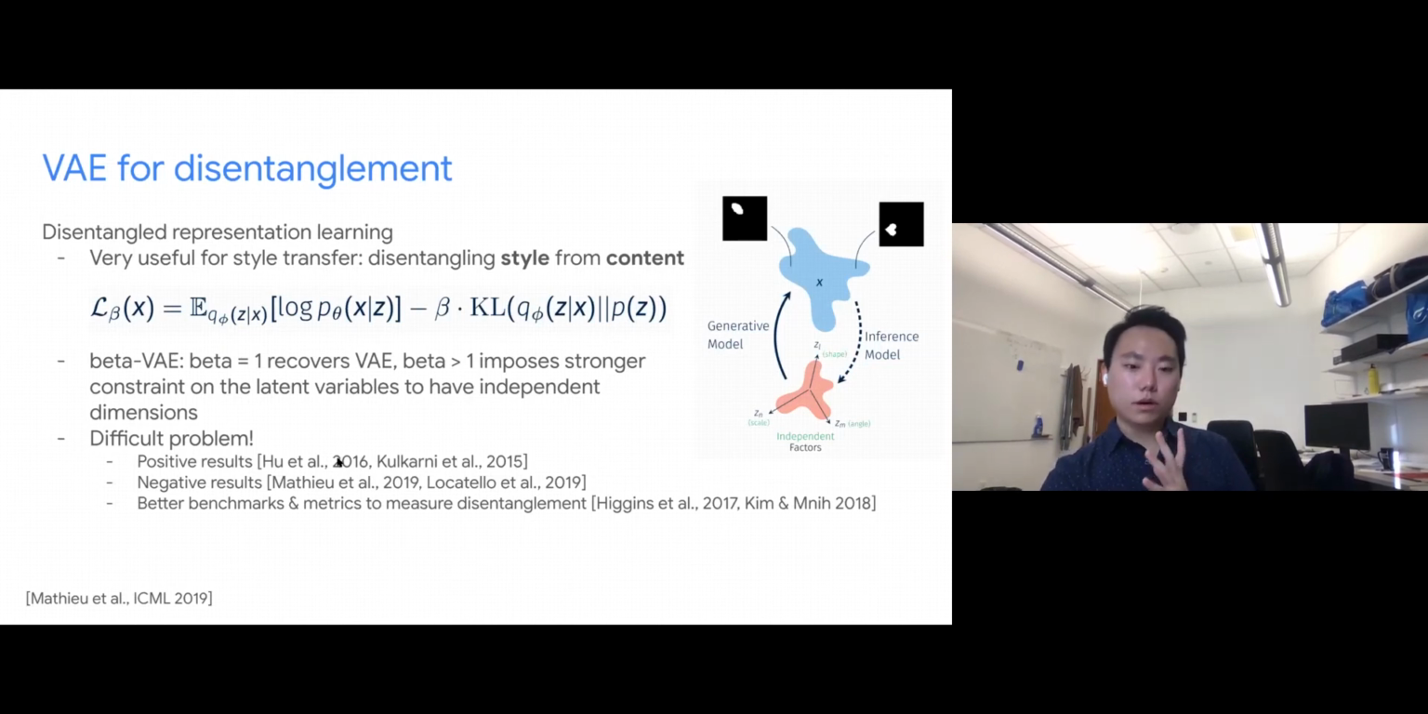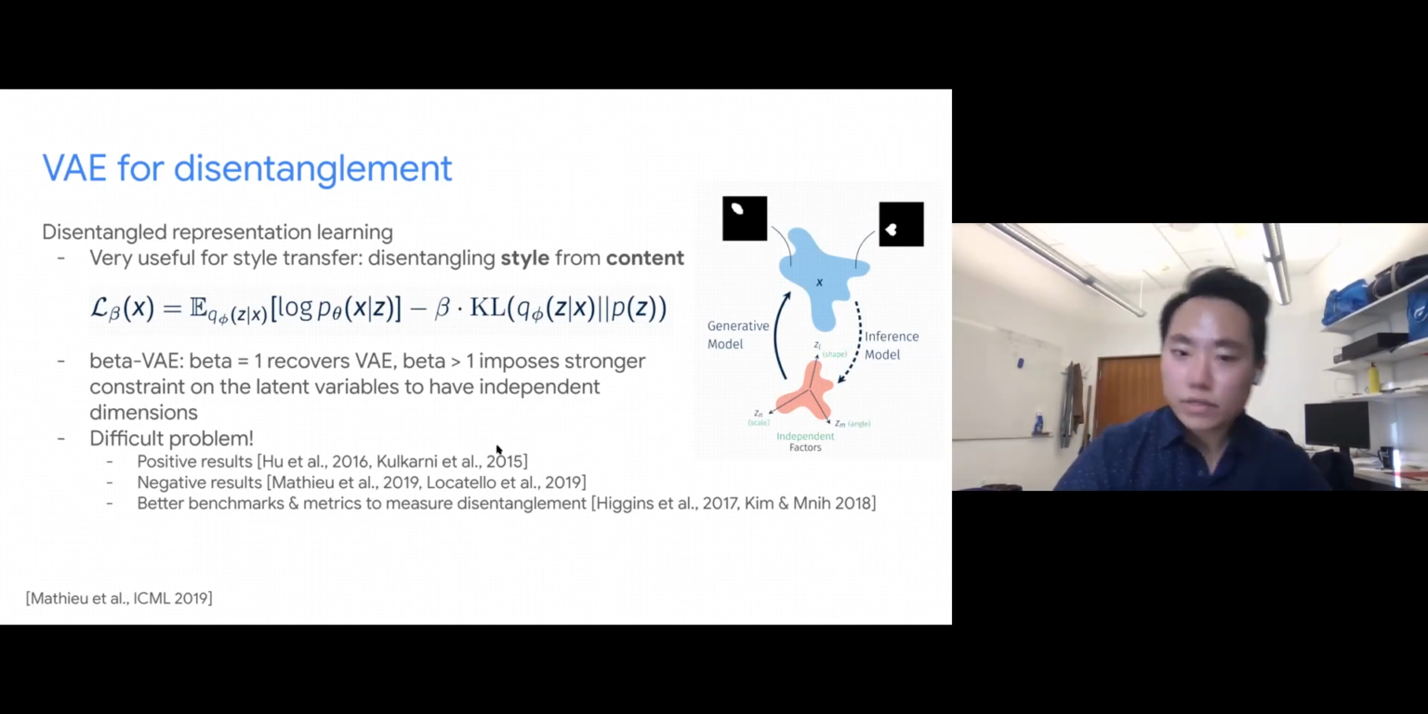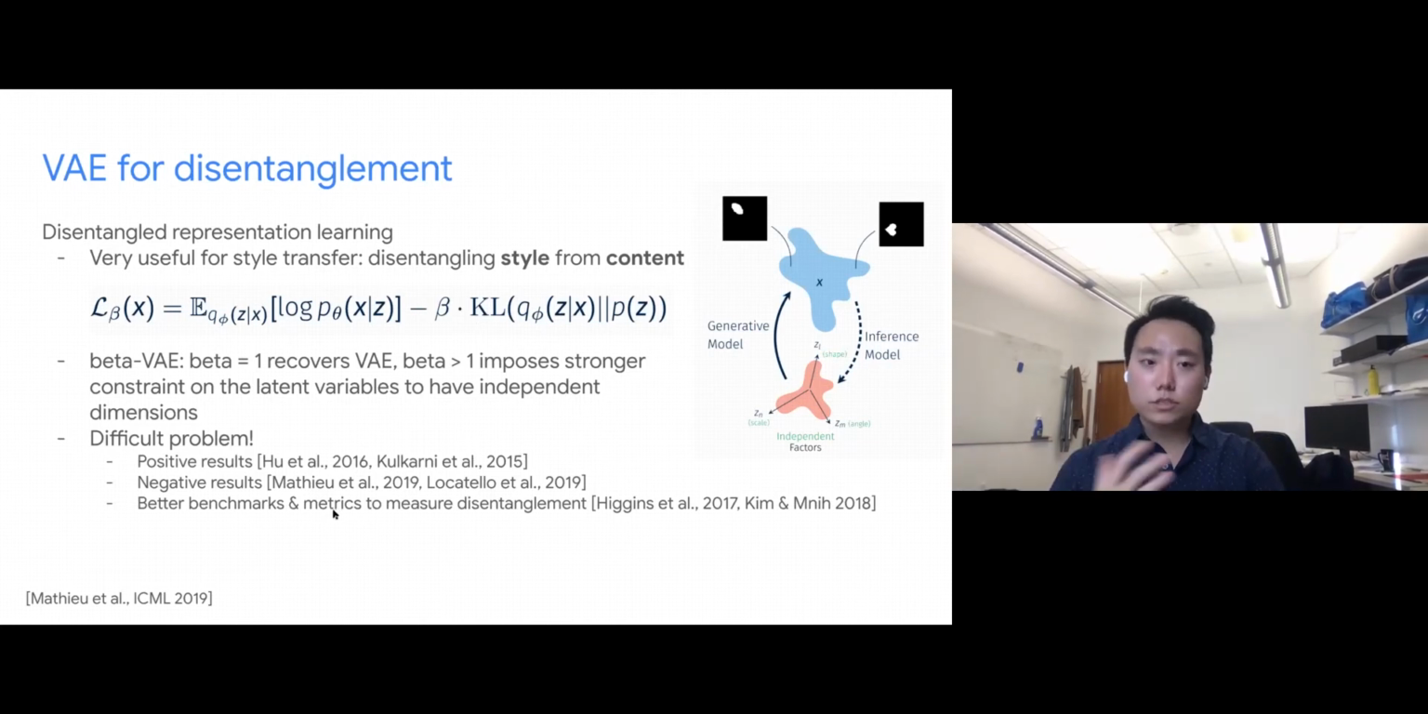We've seen positive results for both text and images, but at the same time, there are a bunch of negative results, and also a call for better benchmarks and metrics to measure disentanglement. So feel free to look at all of these papers if you want to know better methods beyond this beta VAE, and also better metrics to measure disentanglement.